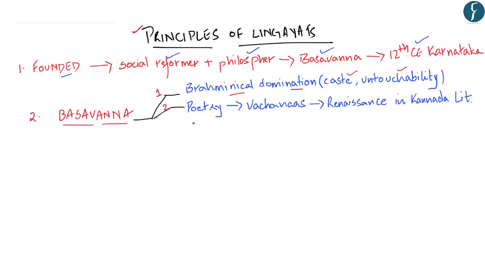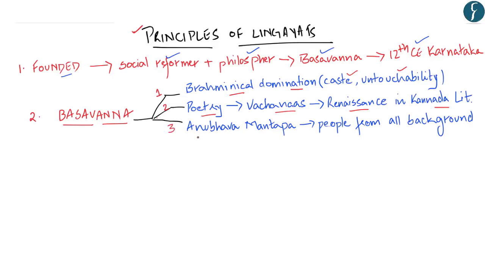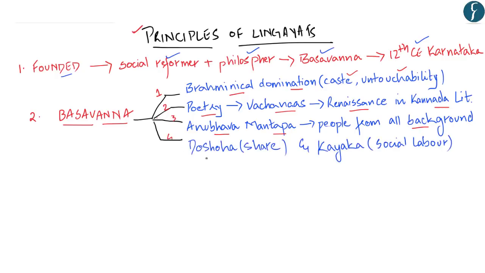Secondly, he spread social awareness through his poetry called the Vachanas, which further brought about renaissance in the Kannada literature. Thirdly, Basavana also set up Anubhava Mantapa, which welcomed men and women from all socio-economic backgrounds, that is, people from all kind of backgrounds, to discuss spiritual questions of life. Fourthly, he brought out the concept of Dashoha and Kayaka, which highlights the principle of community sharing, ethical life as well as dignity of labor.